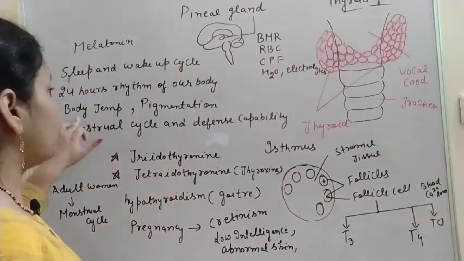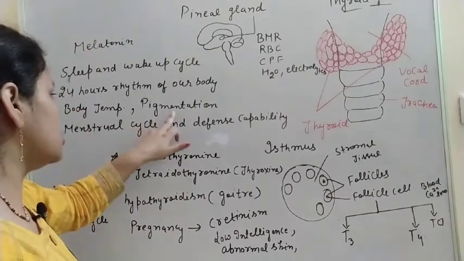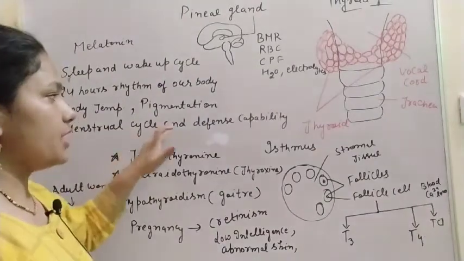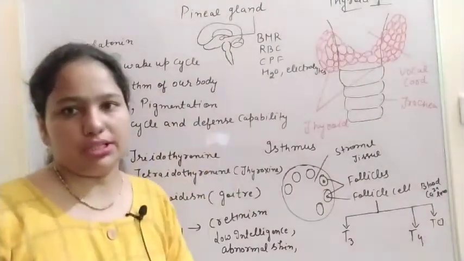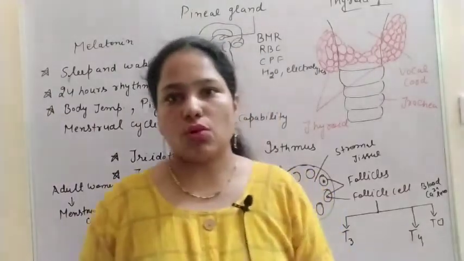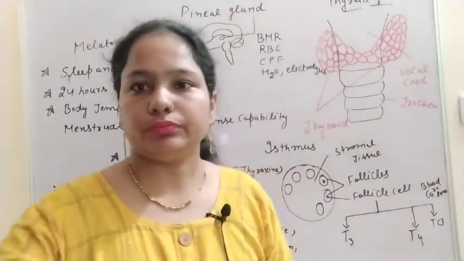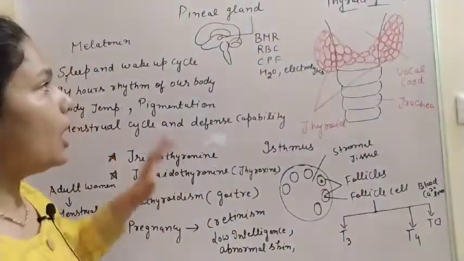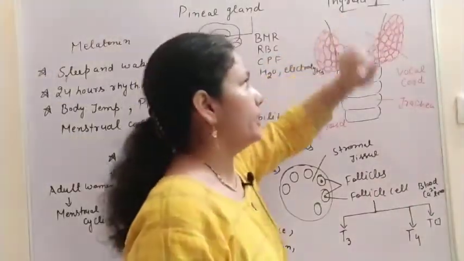It also regulates the body temperature, pigmentation and the menstrual cycle in case of females, and the defense capability. So these are the functions of this hormone, and this hormone is secreted by the pineal gland. After that, the thyroid gland.